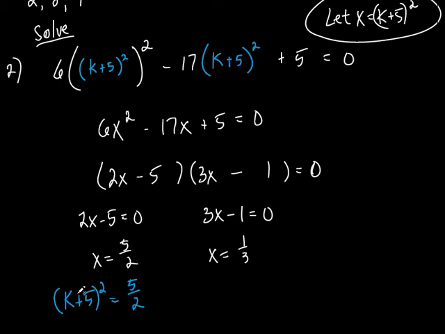So instead of x equals this, we're going to put k plus 5 squared equals this, because x and k plus 5 squared are the same thing, because we let them equal to each other. And we'll solve for that in a second. Let's do the same thing here.